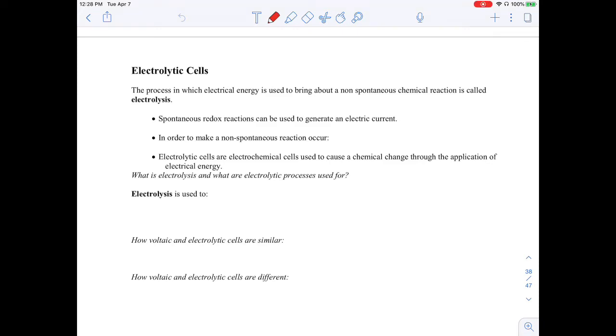In this video, we're going to try to take apart and understand electrolytic cells. So far we've seen voltaic cells. Now we're looking at electrolytic cells. It's important to know that electrochemical cells can be split into either voltaic cells or electrolytic cells. So the electrolytic cells are non-spontaneous, but voltaic are spontaneous.